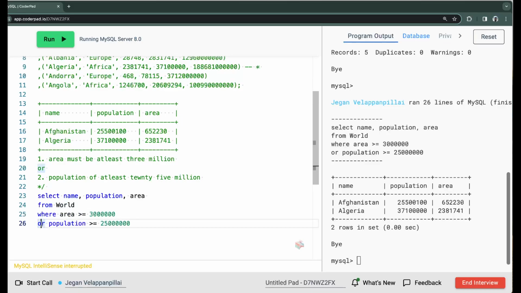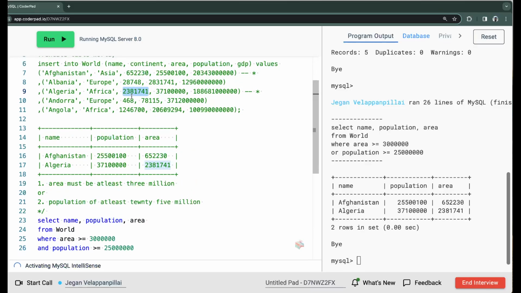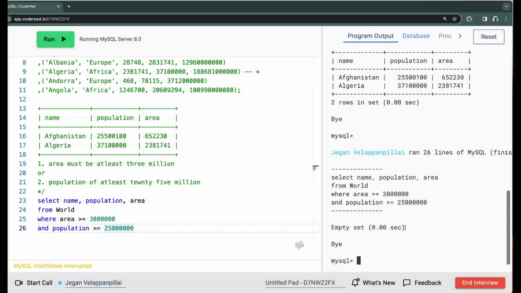Right? If it's an and condition, that means both the conditions have to be satisfied. The area has to be satisfied and the population has to be satisfied. We saw there is none of the countries which satisfies the area condition, which is more than 3 million, right? So if you have an and condition, that means both the conditions have to be true. So when you run this, you don't get any result because the area condition is not satisfied by any of these countries, but they asked to have the area or the population.